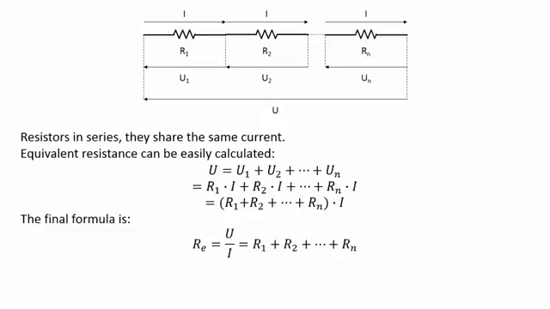Basically, we sum up all the voltages from resistors. In turn, every voltage is the resistance of the resistor multiplied by the current they all share. So in the end we have a sum of all resistances multiplied by the current. And the final formula is R equivalent equals U divided by I, or R1 plus R2 plus all the way to Rn.